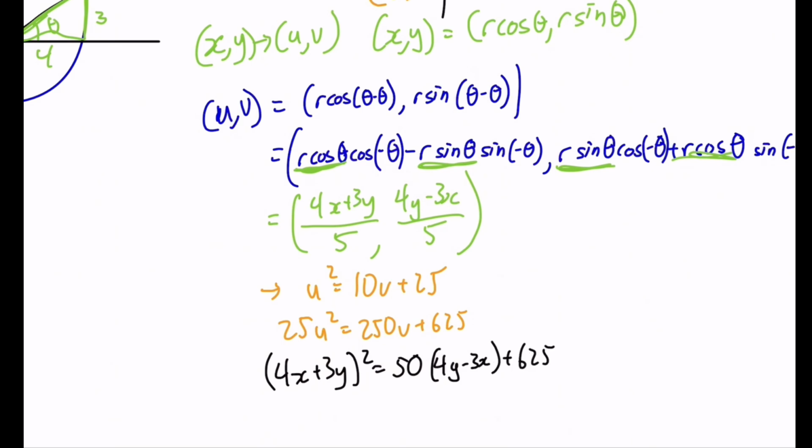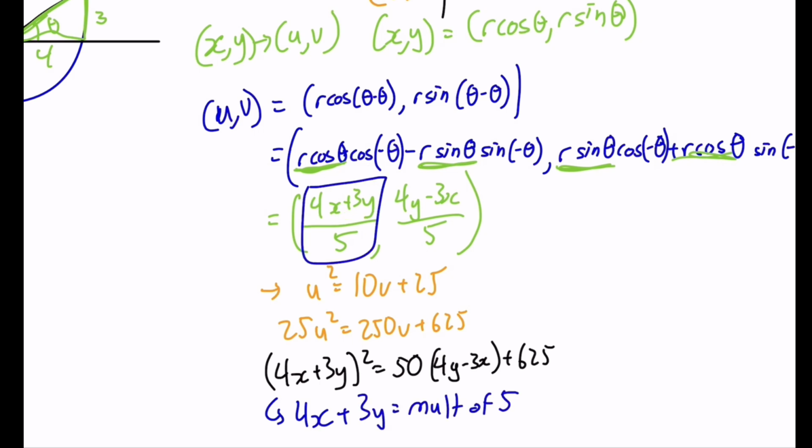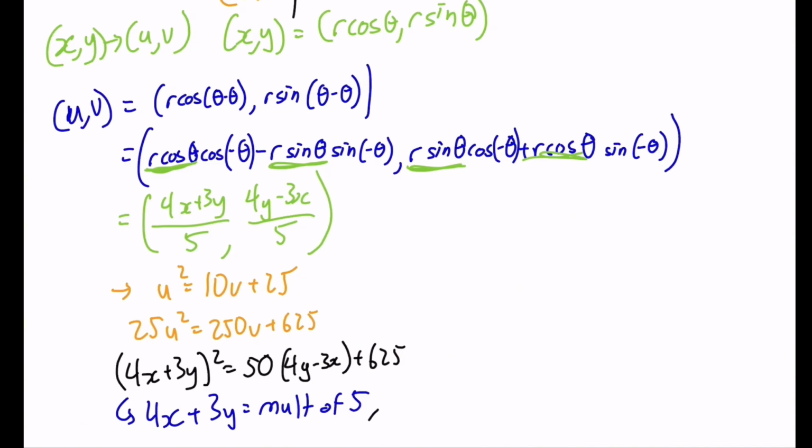And so since the right side is a multiple of 25, that means (4x plus 3y) squared is a multiple of 25, thus 4x plus 3y is a multiple of 5. And since this is a multiple of 5, that means this whole thing is an integer, and so u is going to be an integer. So that's one important fact here: u is an integer.